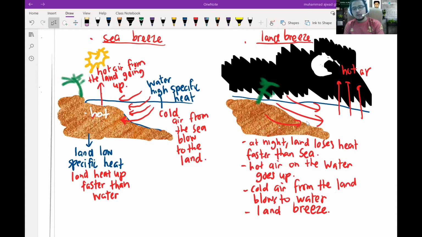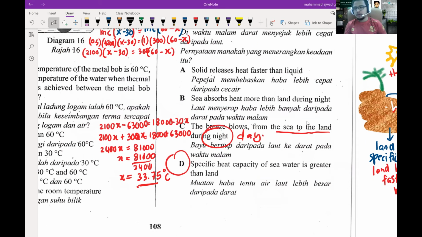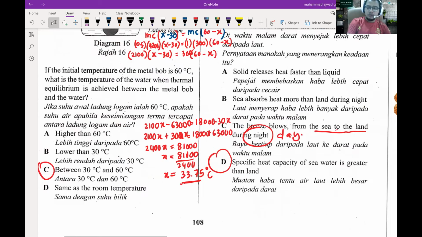Okay, so kena ingat tau, yang ni kena ingat. Especially for paper 2. Okay, the answer is donkey. For this one, the answer is donkey. Okay, we go to the next one.